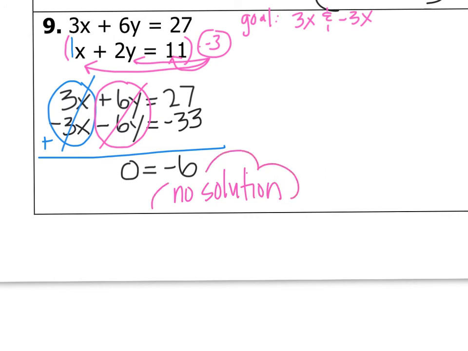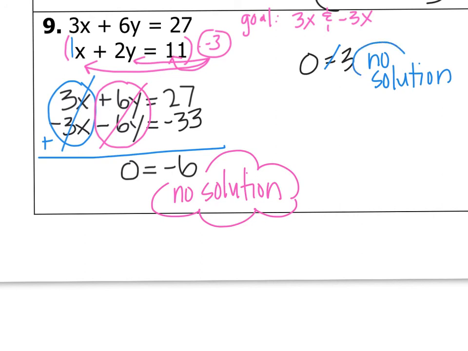The trick is remembering when it's no solution and when your answer is infinite solutions. So let me give you a couple examples that you can write down. If your problem is something like 0 equals 3, that is a problem that is an answer of no solution. 0 is not equal to 3. You can put that slash in there, which means there is no solution. You've got 2 parallel lines on the graph that will never cross.